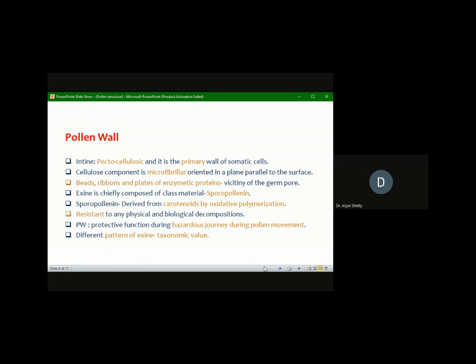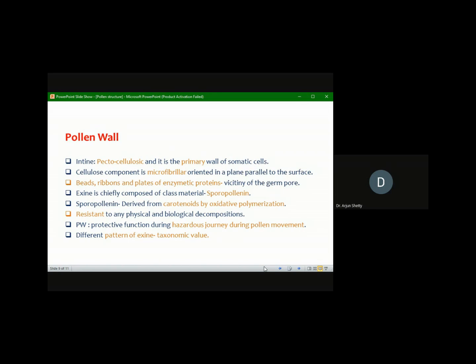Generally, the majority of pollen walls will have a bead, ribbon, or plate-like structure. Whatever the structure, the respective enzyme is going to be synthesized according to the composition. If there is more enzyme and less component, releasing extra enzyme is of no use. The plants are very economic. They are not going to release any extra molecules for the breaking down.